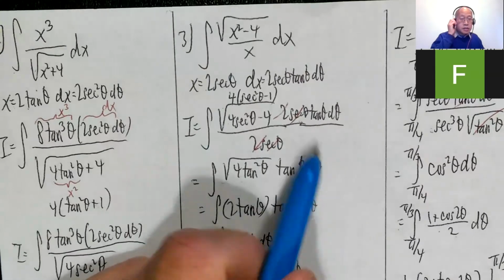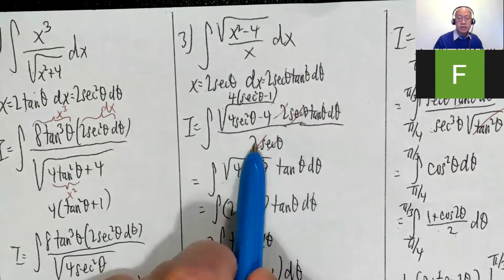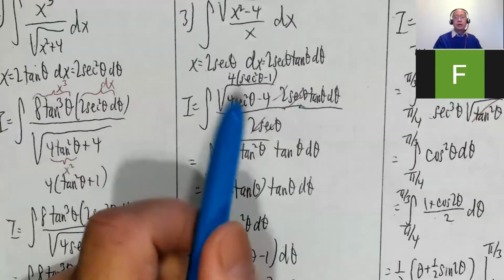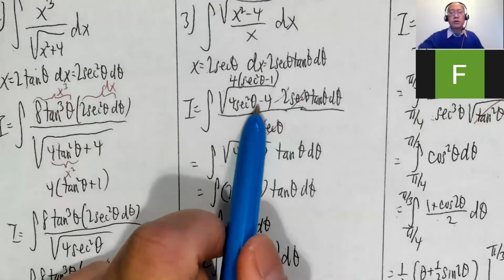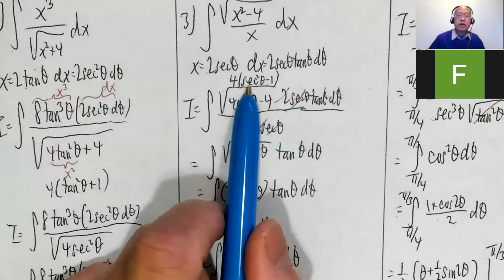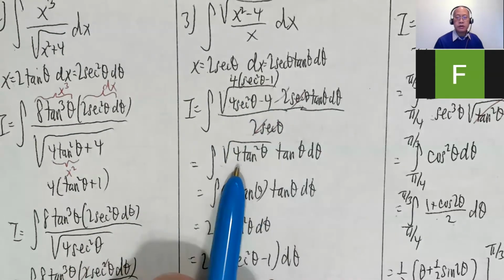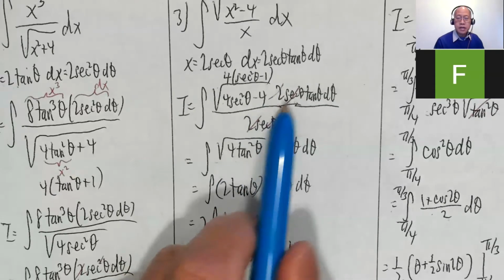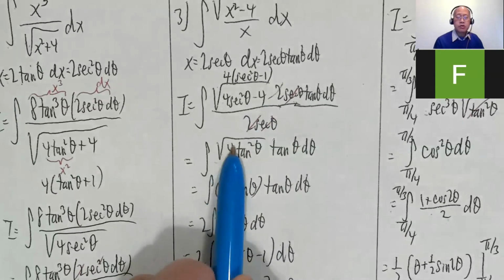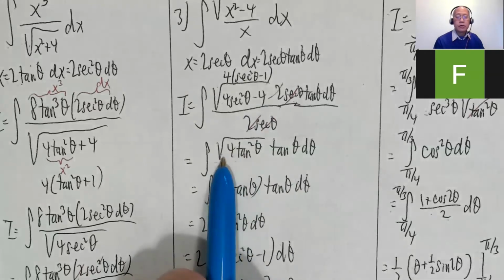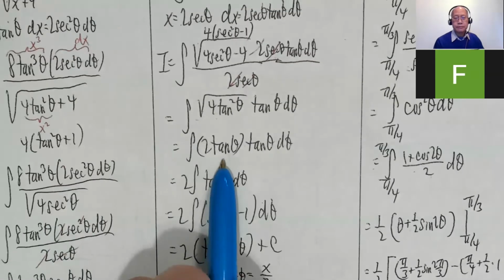And the bottom is 2 secant theta. And very conveniently, the 2 secant theta cancels that 2 secant theta. Factor out the 4. Secant squared minus 1. And what is secant squared minus 1? Tangent squared. Okay, 2's cancel, secant theta cancels. I got a tangent here. I'm left with the square root of 4 tangent squared. And what's the square root of 4 tangent squared? 2 tan theta.